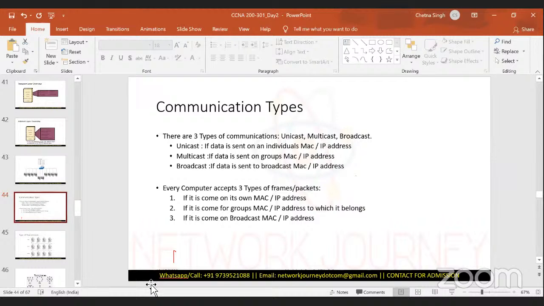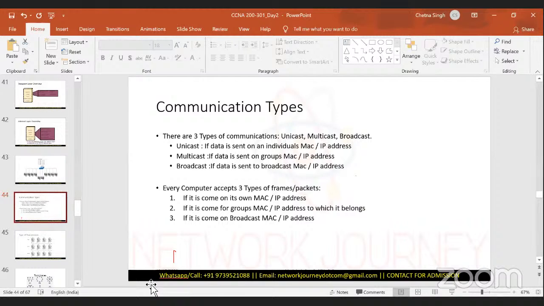Multicast is when I am sending to a group of PCs or a group of people. When I'm talking to you all, you are a group of people whom I am interacting with, so we are having a multicast communication. And broadcast, I can say multicast is a subset of broadcast. Broadcast is where we give the information to everyone. The information which is meant for all is a broadcast communication.